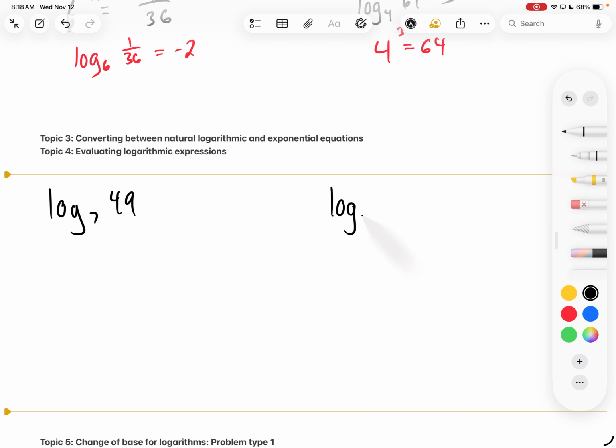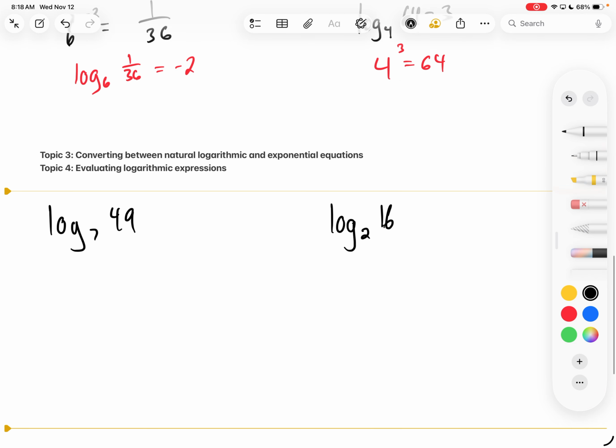All right, how to actually solve logarithms. Let me write some hard ones out here.